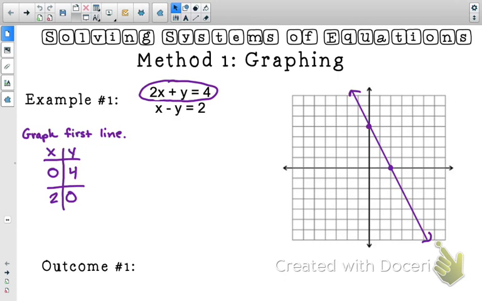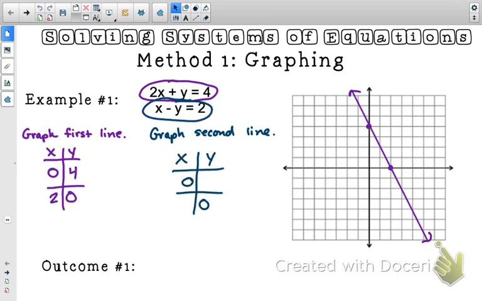And I'm going to do the same exact thing for the second line. This time I'm going to graph it in blue. It is also in standard form, so I'm going to use an intercept table for this one as well. Plugging in 0 for x, I need to divide both sides by -1, which gives me -2 for my y value. When I plug in 0 for y, I don't have to do anything. X is equal to 2. Then I'm going to plot both of these points and connect them with a line.